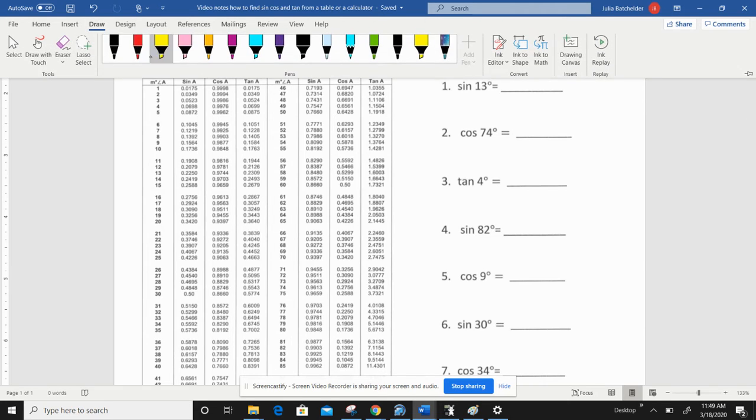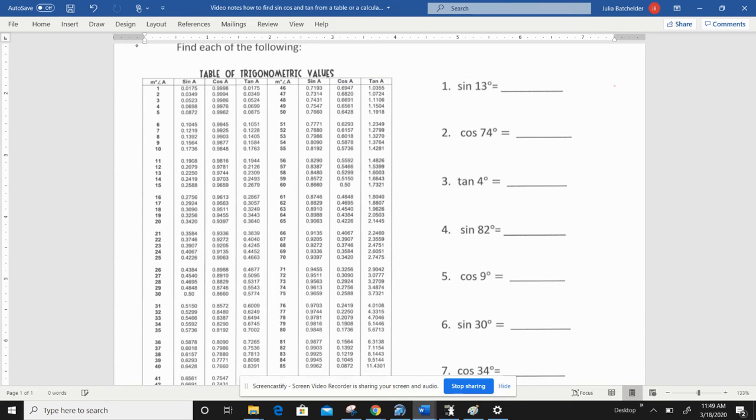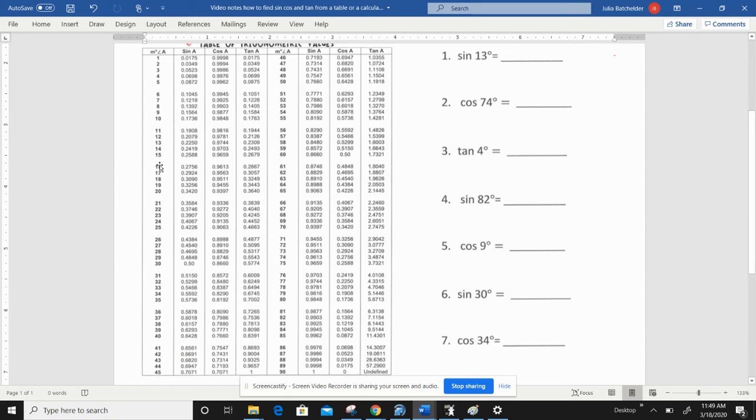So if I've got my little draw feature here, on the first one, we're looking for sine of 13 degrees. Sine is always the first of the table. So the first portion goes all the angles through 45 degrees. And then cosine is the middle column and tangent is the third column. And then the next chunk is all of these angles. Those are 46 through 90. And again, sine, cosine, and tangent at the top of the table.